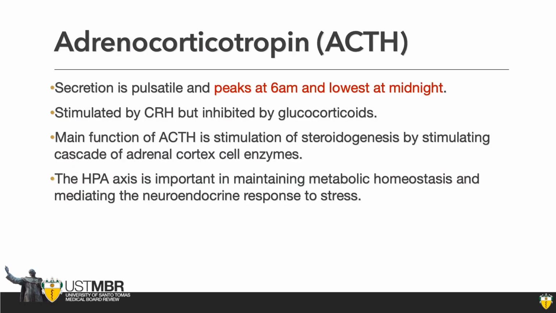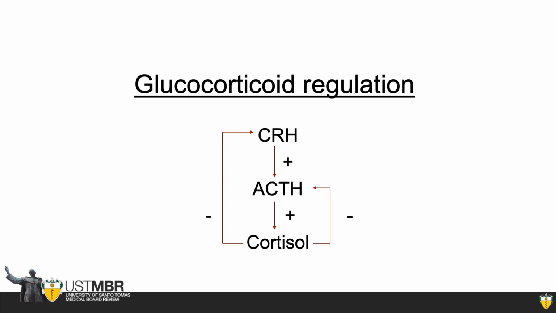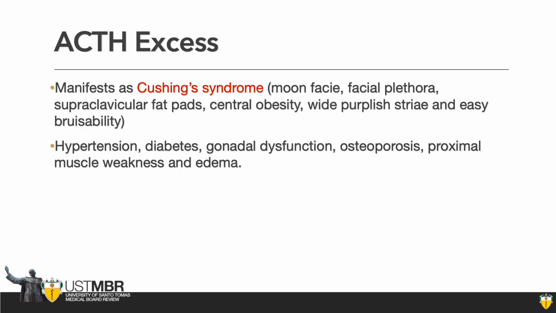Next, let's talk about ACTH. It peaks at 6 a.m. and is lowest at midnight. So it follows that cortisol is highest in the morning, lowest at midnight, and it follows this negative feedback also. So let's talk about ACTH excess.